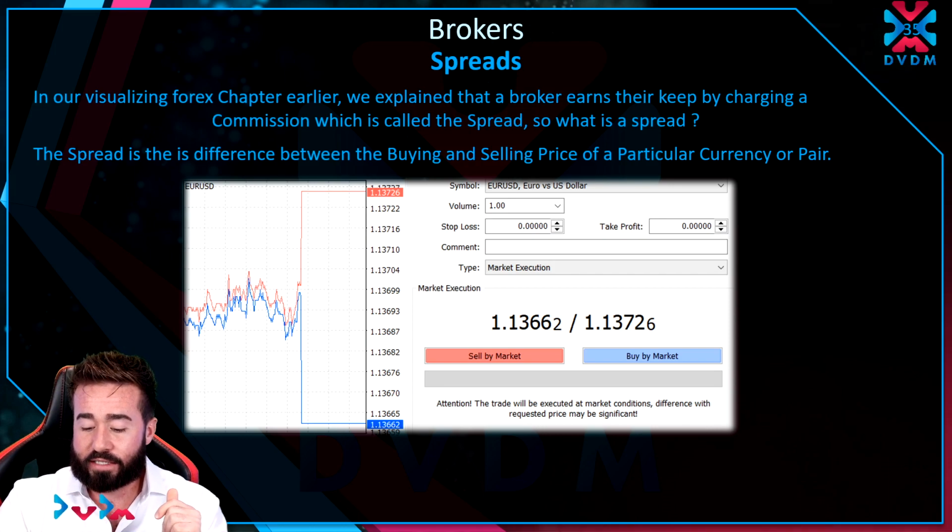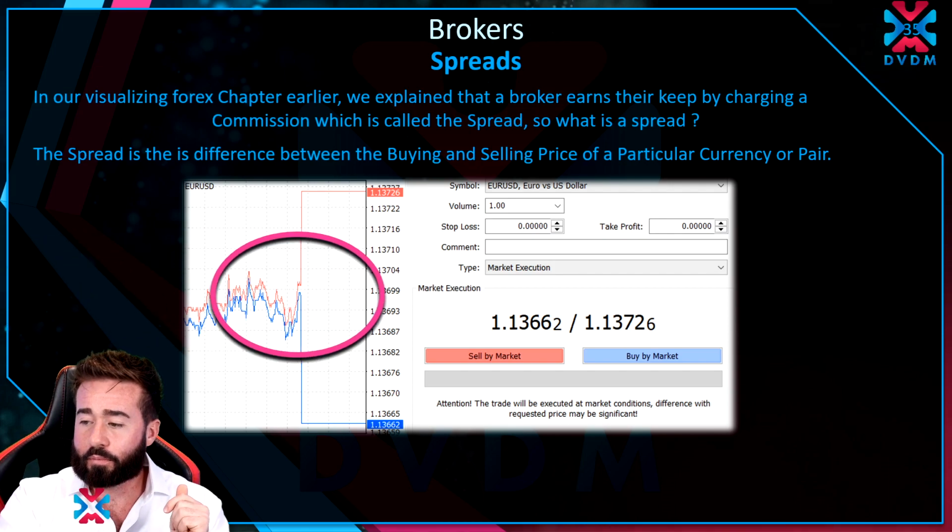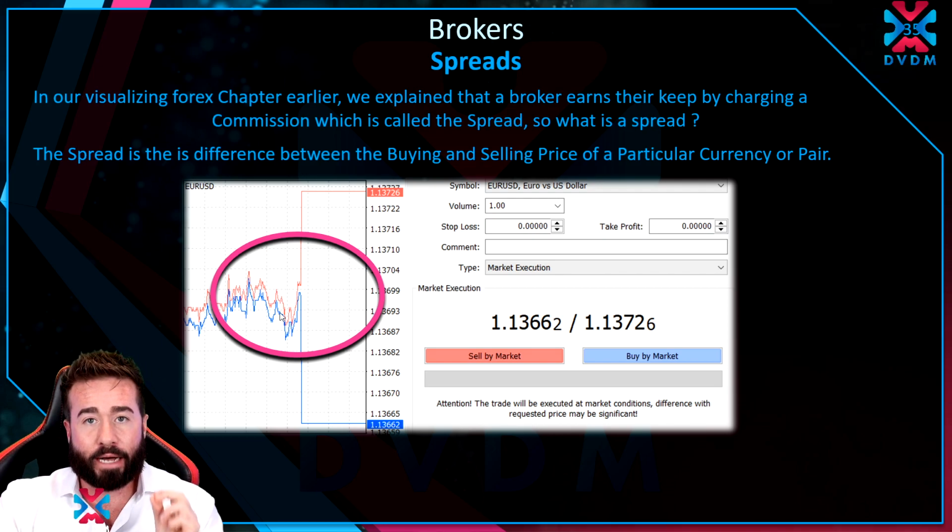The most important thing I want you to observe here is that you can see we have a blue and a red line here. This is the buying and the selling price of this particular instrument. At this particular point, we're looking at Euro USD. So the buying and the selling price, you can see, was very close to each other at this point in time. And then where we are now, we see it widened up.